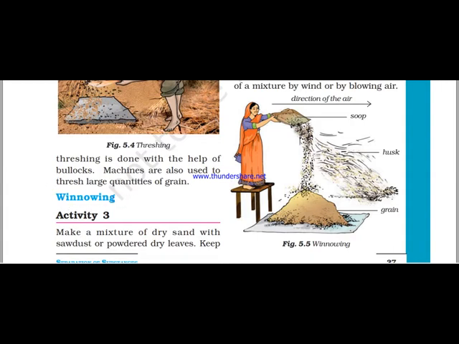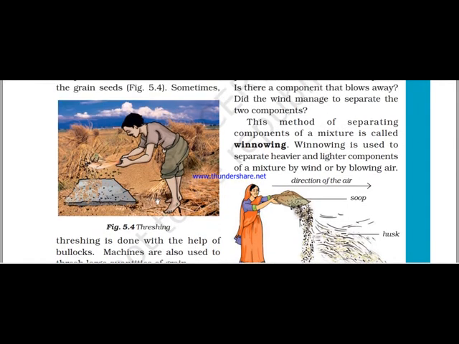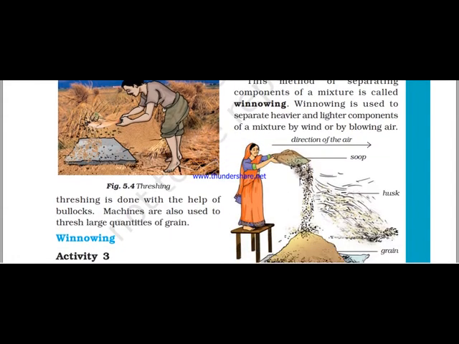Winnowing is a method of separation which is used to separate heavier and lighter components of a mixture by blowing wind or by blowing air. So when we separate the heavy and the lighter components of a mixture with the help of blowing wind or air, it is called winnowing.